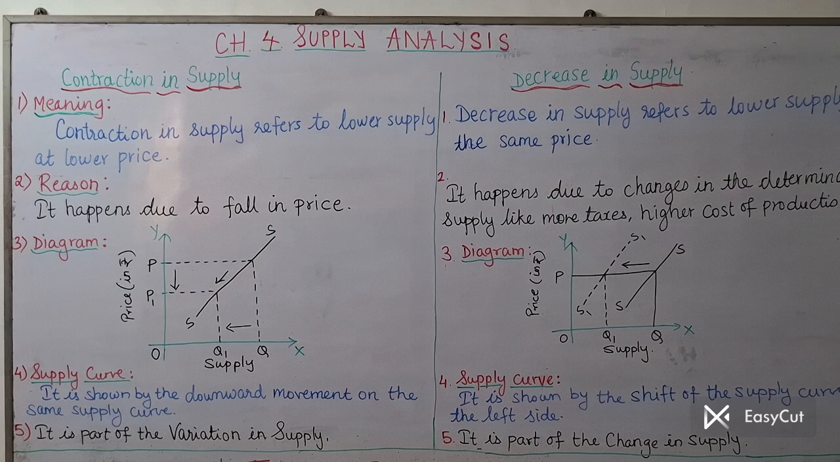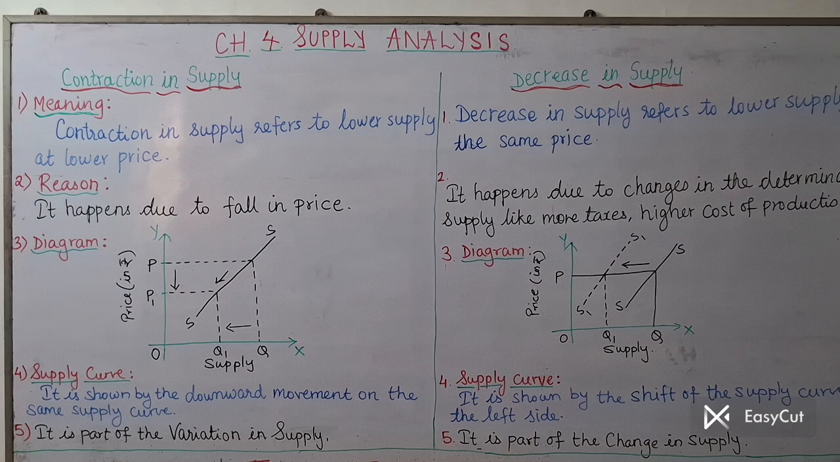Now moving on to the other side, decrease in supply. The price will remain the same. So we are taking one same price point, that is OP. The earlier supply was OQ, which was more, to the right side. And now the new reduced supply will be less, that is OQ1, which is to the left side of the original supply curve. So here we are getting a new supply curve, shown by the dotted line S1 S1.